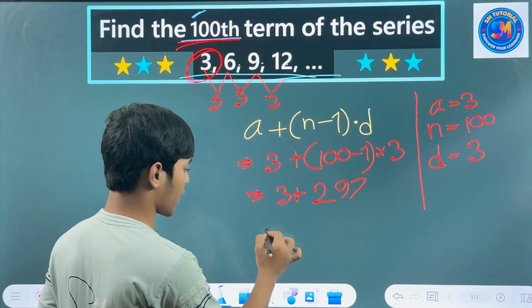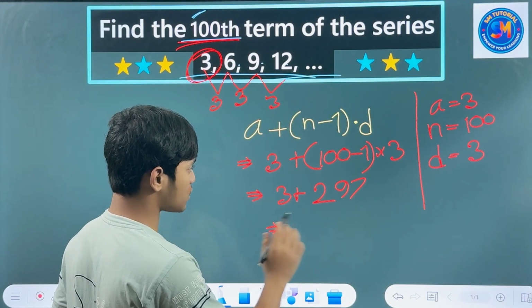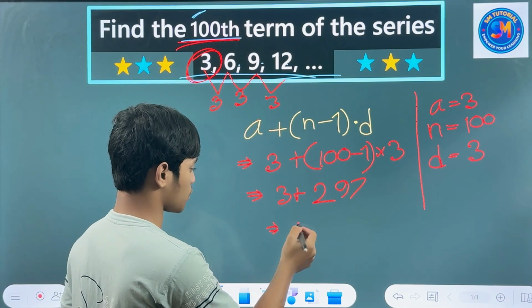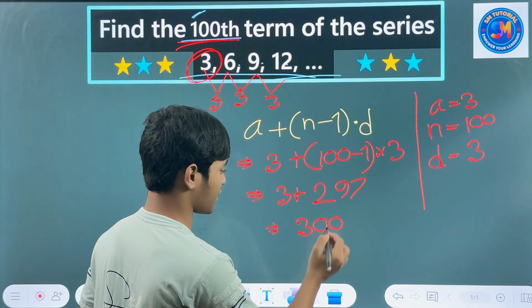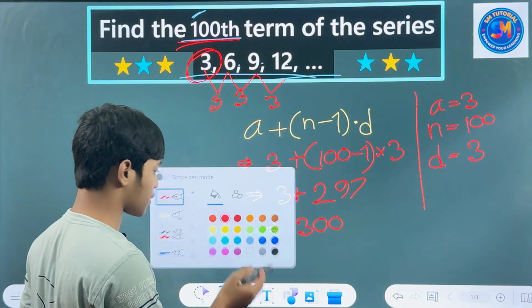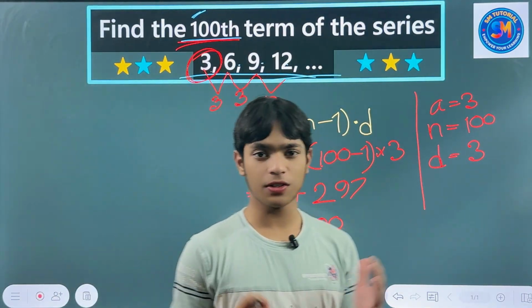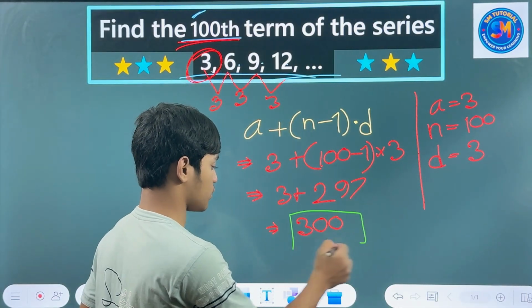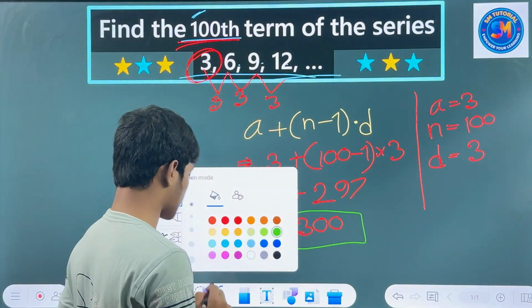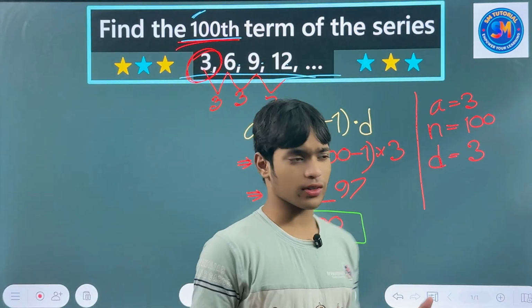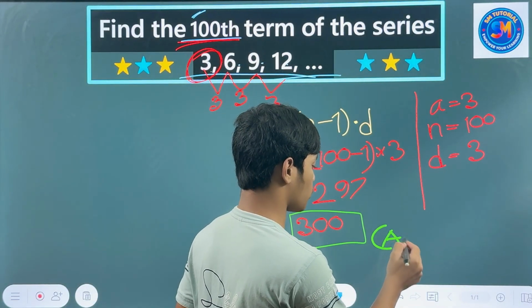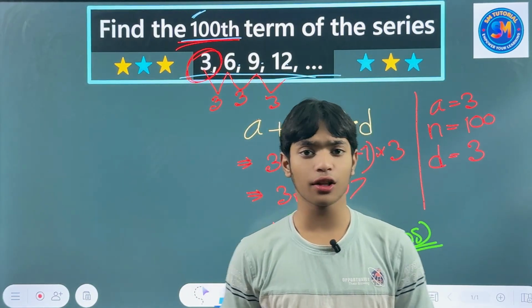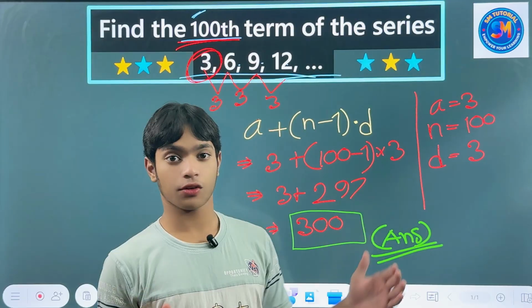Then you will just add this. If you add these together, then you'll get 300. It's very easy, a common thing. So we got our 300 here. Do you know this 300 is our required answer, which we worked for? So this 300 is our answer. Mainly this was very easy actually. If you just calculate with the formula, then you can find the answer very easily.